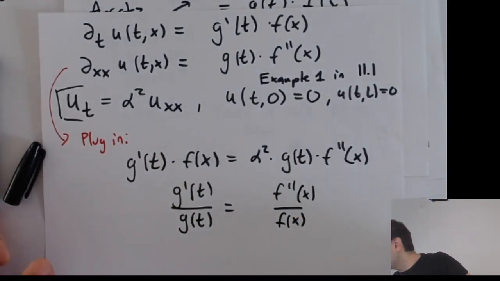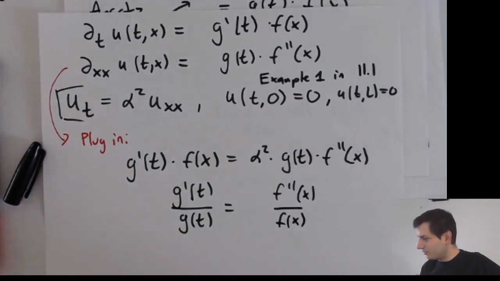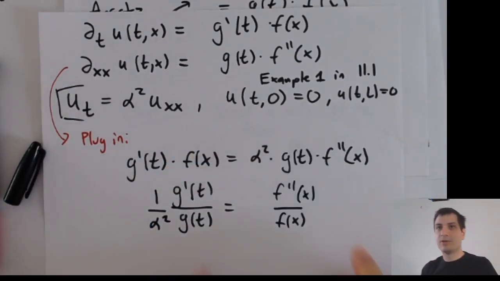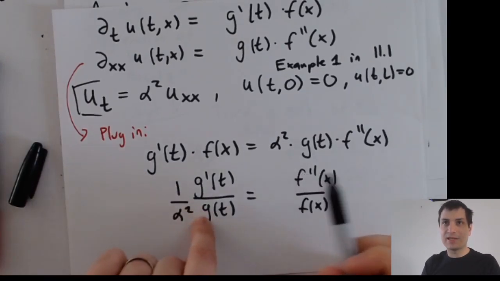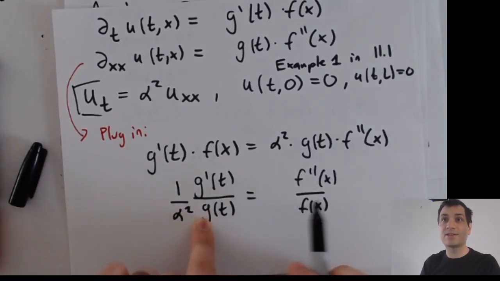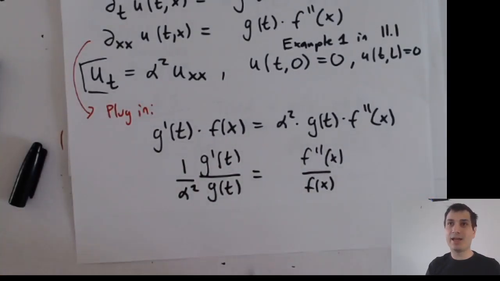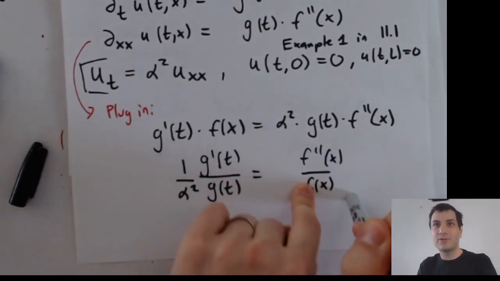I just want to make sure I'm matching it up with how they do it in the textbook. And they put the 1 over alpha squared with the g's over here. So I just rearranged this equation to put all the stuff that depends on t on the left and all the stuff that depends on x on the right. And here is maybe the one important idea. This guy depends only on t. This guy depends only on x.